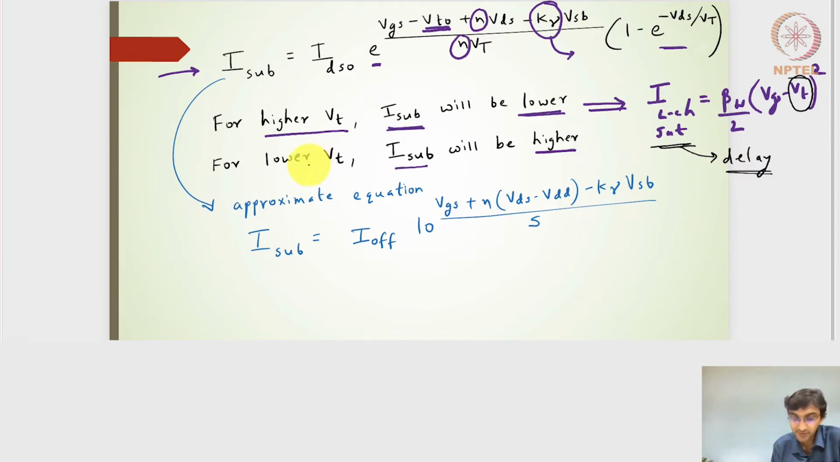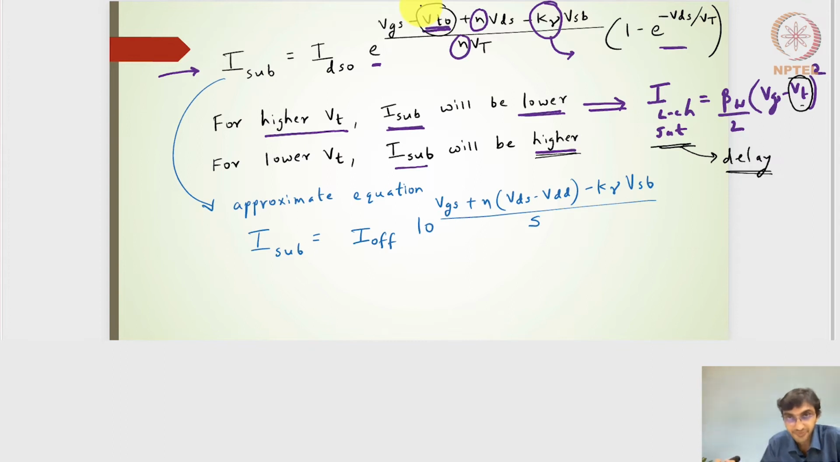Similarly, if I choose a lower VT here, the current is going to be higher, and my delay is going to be much less. So it is likely to give me an improved performance, but my subthreshold leakage current is going to be higher. Again, there is a compromise here. If we have to cater to one aspect, the other aspect tends to lag, or we have to compromise on it. So there is always a trade-off, and based on the design requirements, one will choose the VT cells.